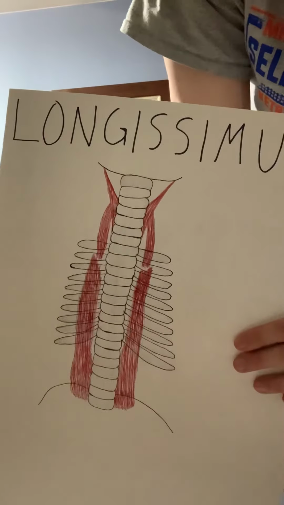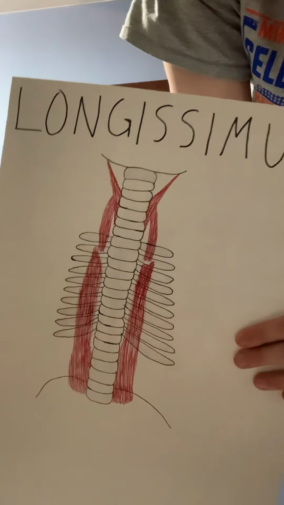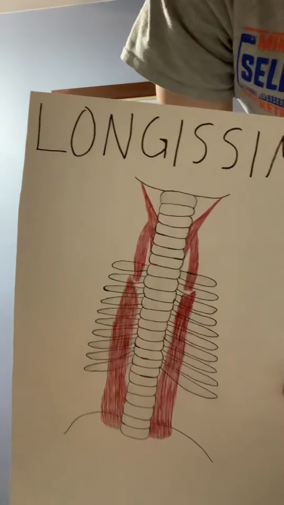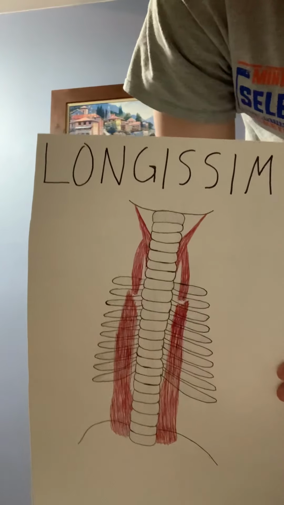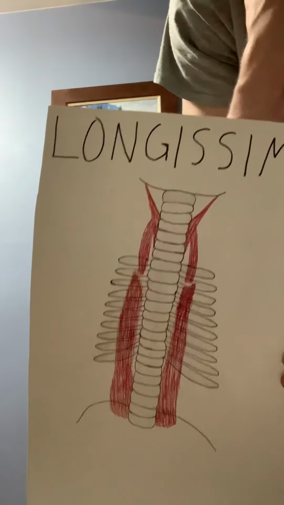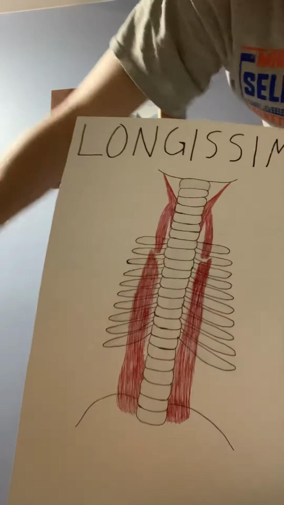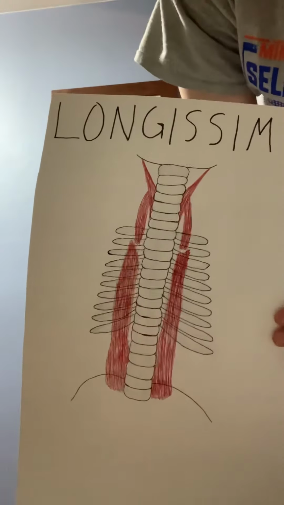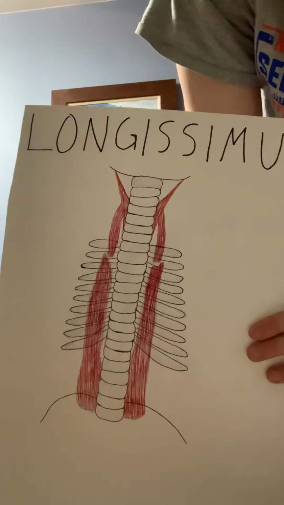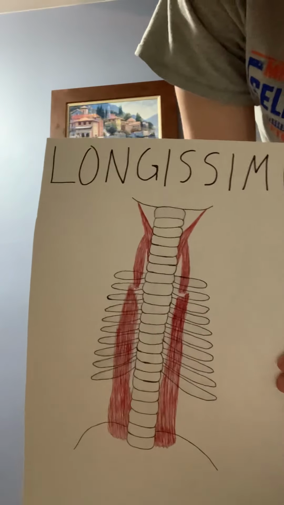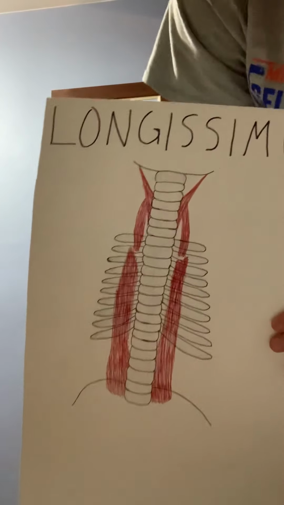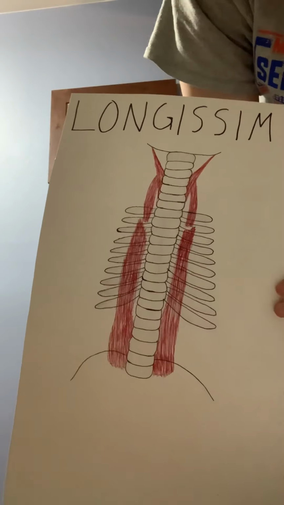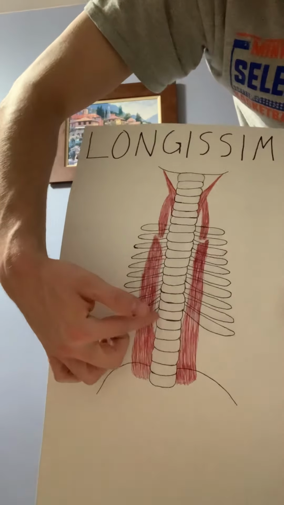And then for the lumbar portion, it is the lumbar intermuscular aponeurosis, right in there. And then the thoracic part is the spinous process of vertebrae L1 through L5, right in here.